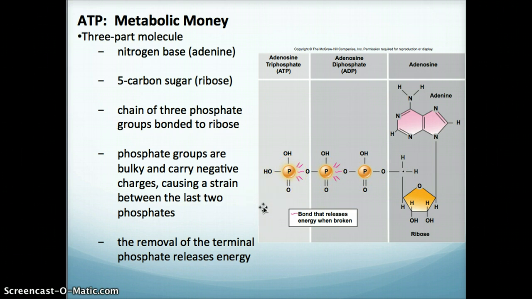These phosphate groups are bonded to the ribose, and it's actually the connection here between the 2nd and 3rd phosphate and here between the 1st and 2nd. These are very high energy bonds that when they're broken, they're going to release energy. So the removal of that terminal phosphate, if we go from adenosine triphosphate to adenosine diphosphate, will release energy. And this is how the cell will have energy to make other reactions go forward that need energy.